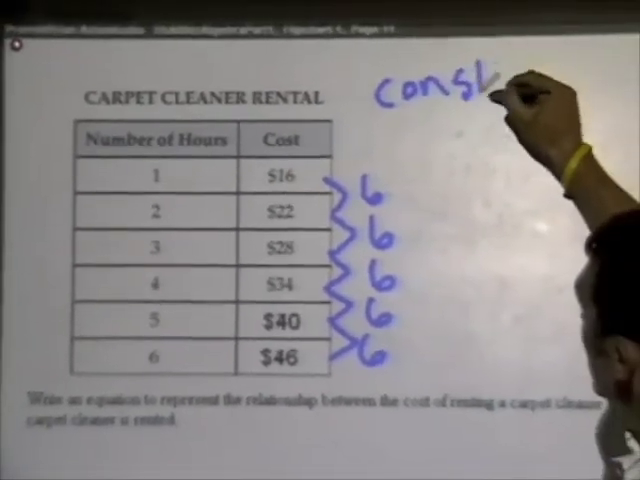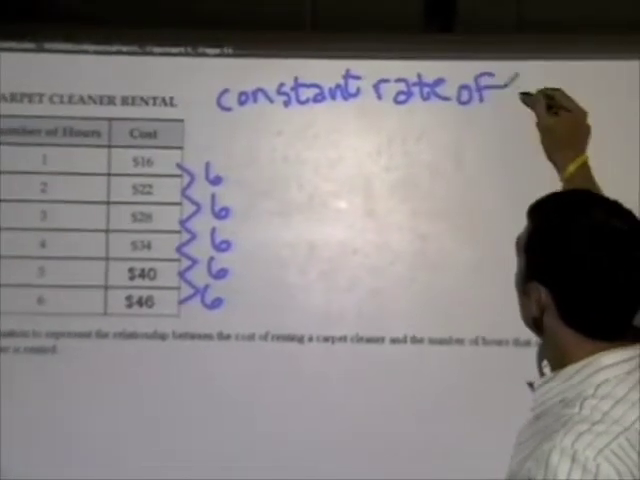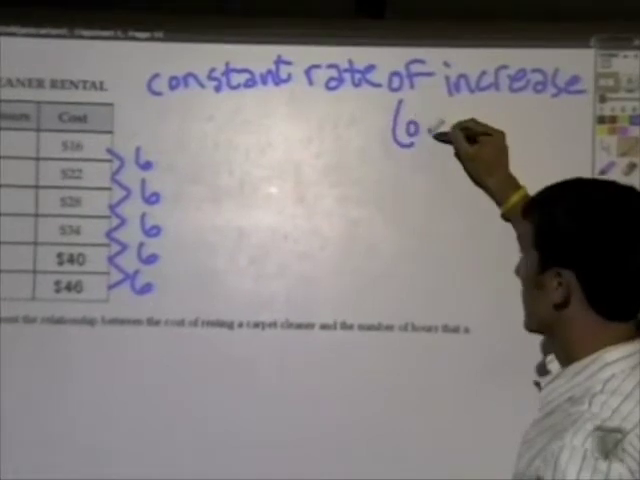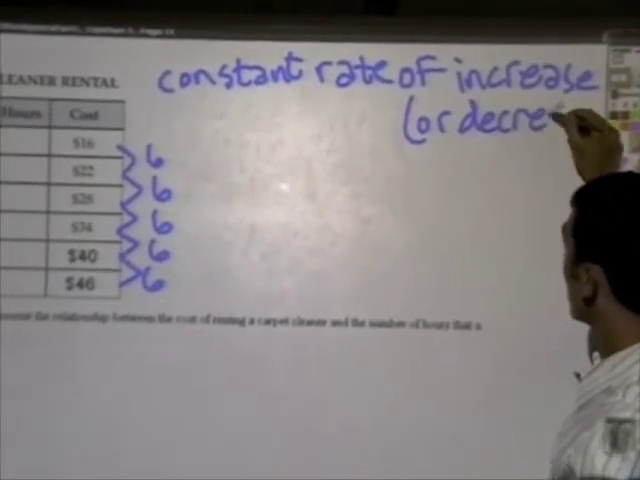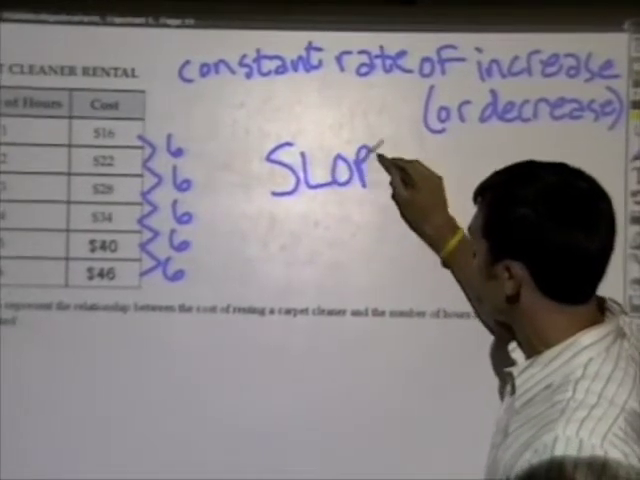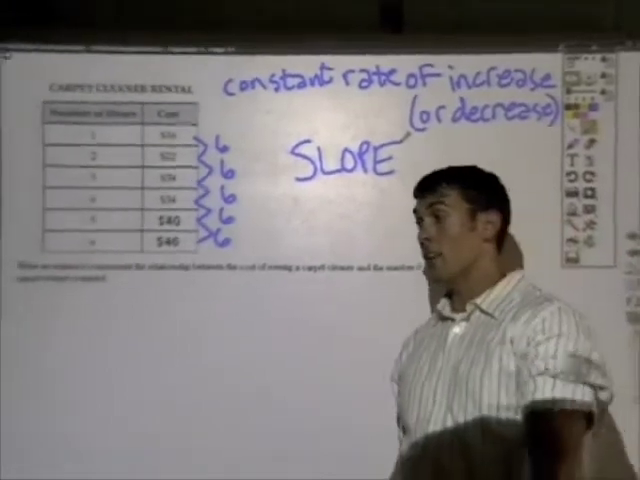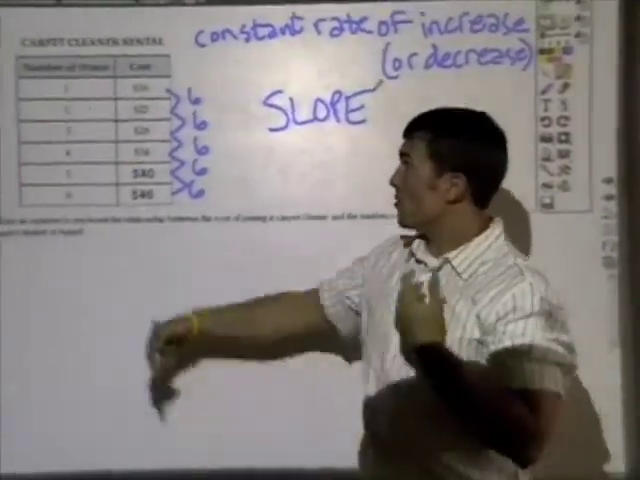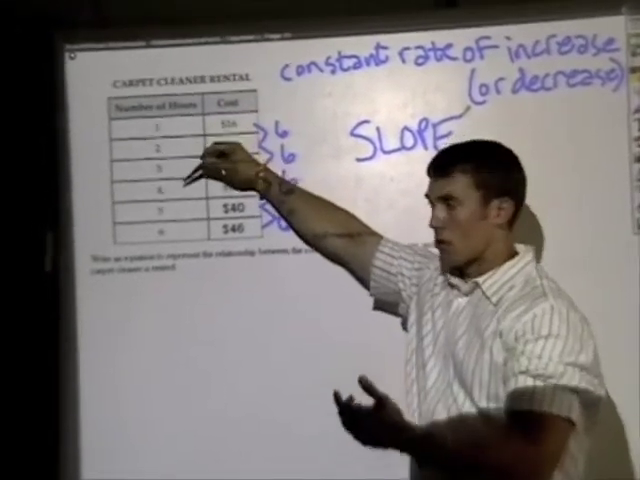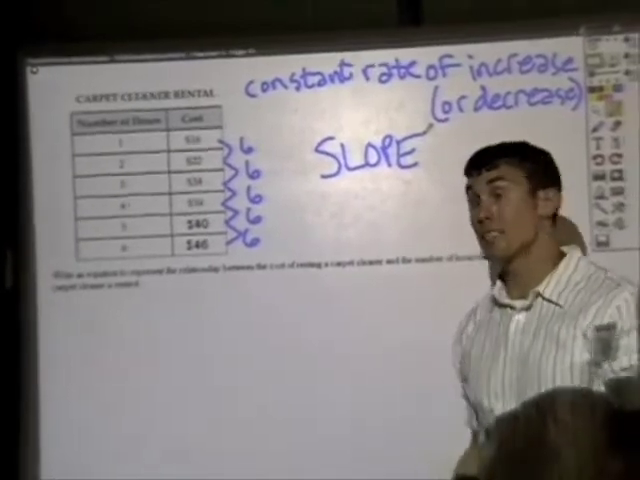Constant rate of increase or decrease. All right, that is a slope, and it's very, very important to understand that. So what that means to me is, as I rent the carpet cleaner for another hour, or another hour, or another hour, it's going to cost me $6 more. That's a slope, plain and simple.